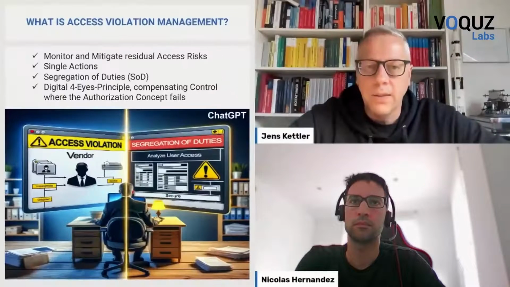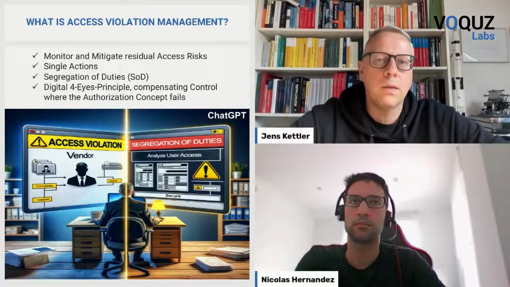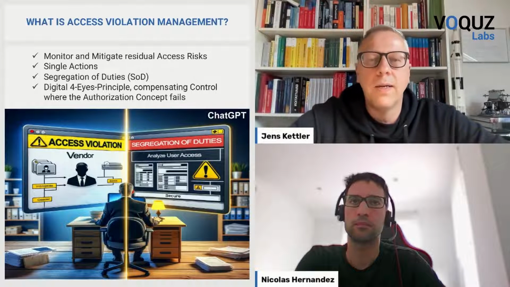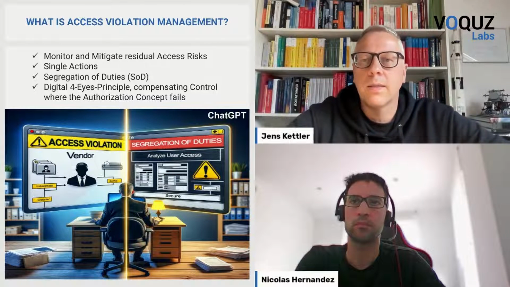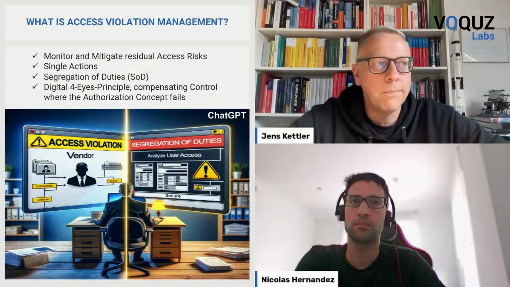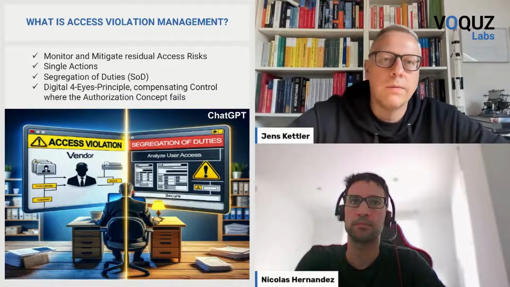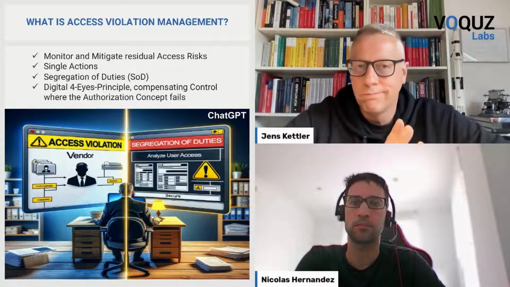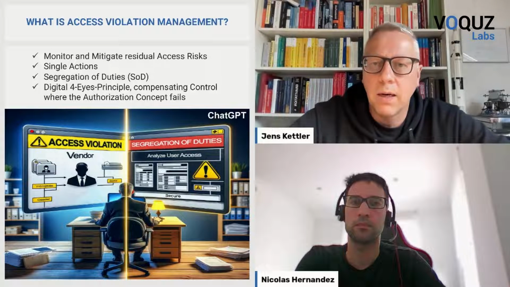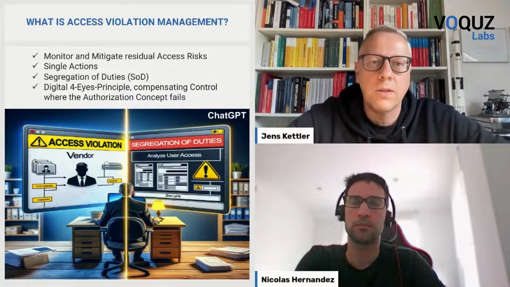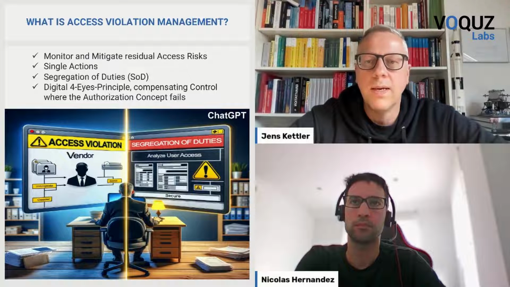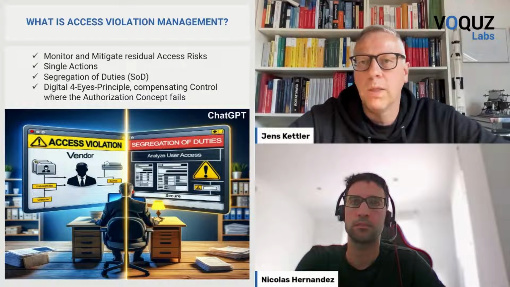A typical example is a user who can create a vendor, enter the invoice, and maybe even trigger the payment run. That's critical. It can lead to unwarranted money transfers to bogus, malicious bank accounts. Usually organizations will try to separate these activities, maintaining the master data and entering the invoice, for instance. And sometimes that's not possible.